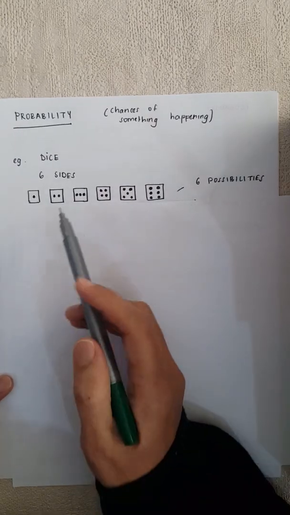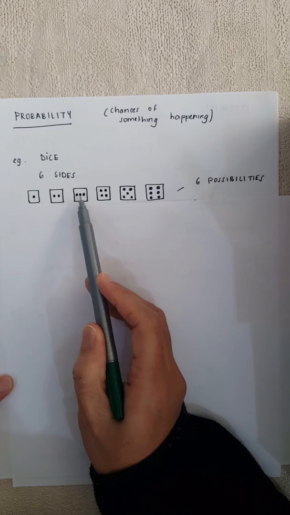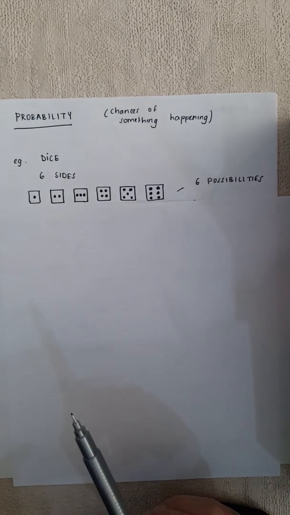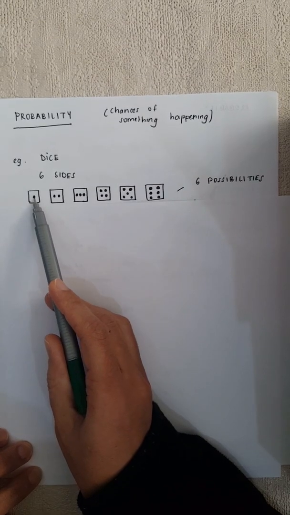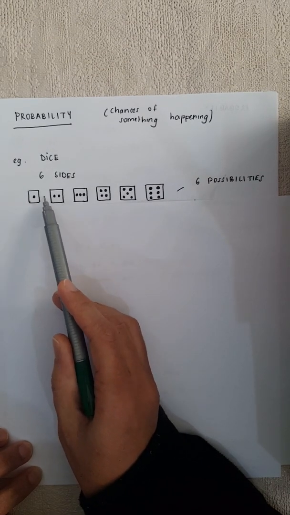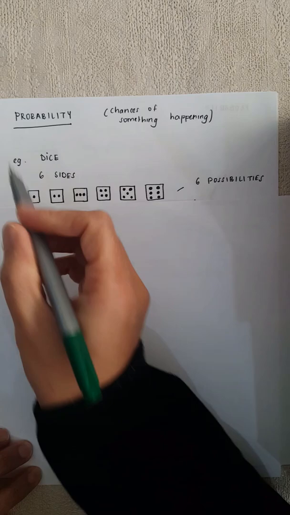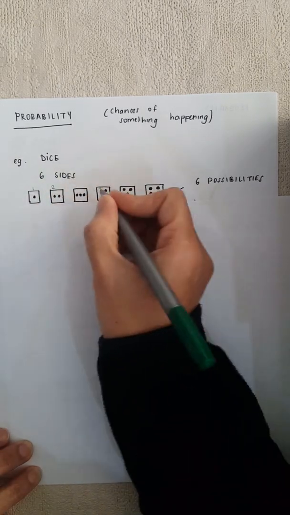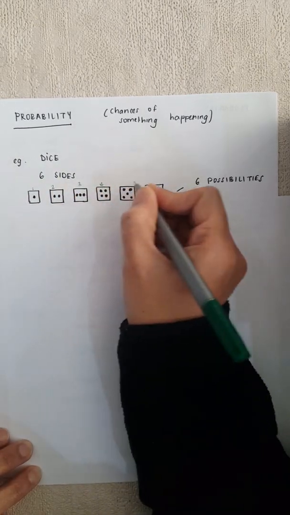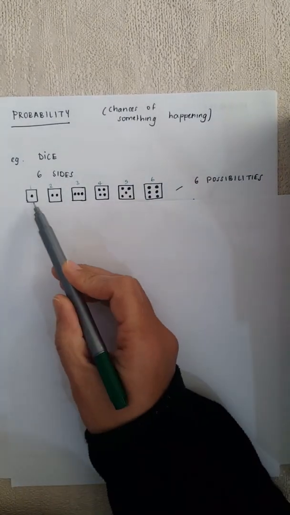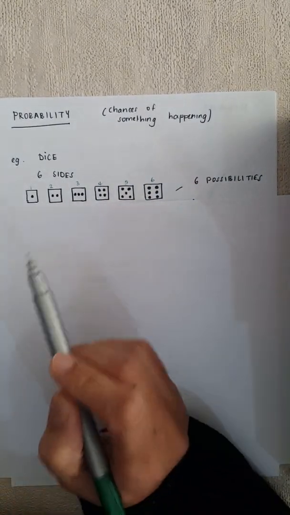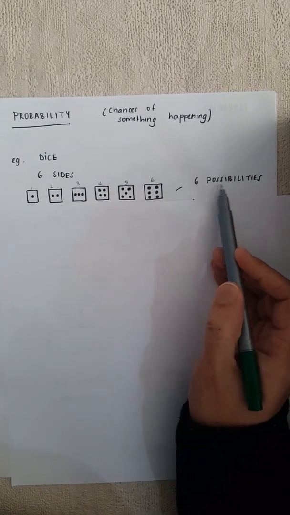If you have a dice, you've got 1, 2, 3, 4, 5, 6 sides on a dice, and each side has a different number. They have 1 dot, 2 dots representing 1, 2, and so on up to 6. These are called the possibilities. When we roll a dice, we have 6 possibilities.